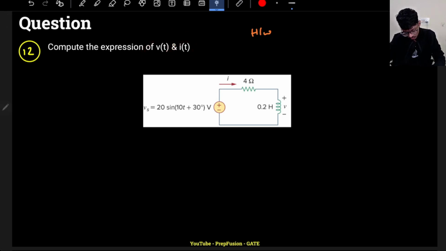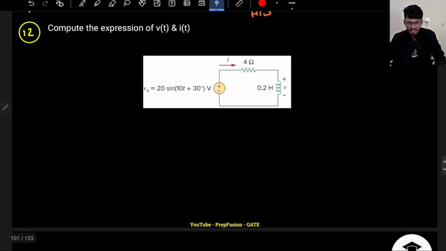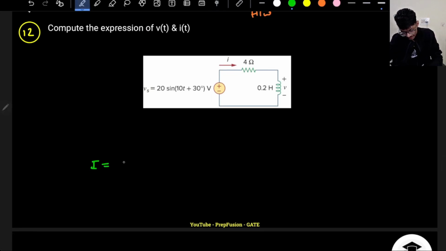Not that difficult. So vs of t is given, right? I have to find the expression for v of t and i of t. There are multiple ways you can do it. First way is using basic phasor. So what will be your I? In frequency domain it will be vs upon the impedance seen from here, impedance Z.